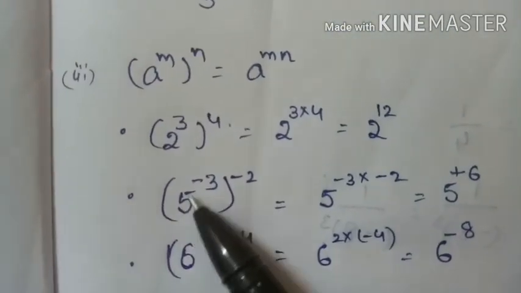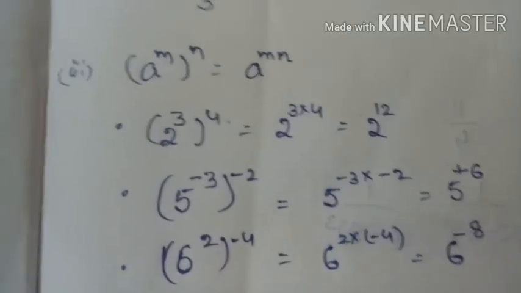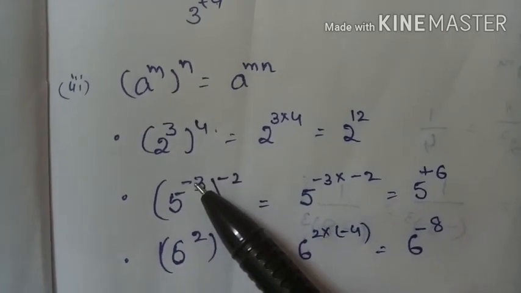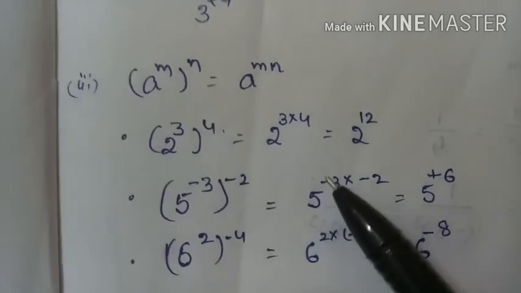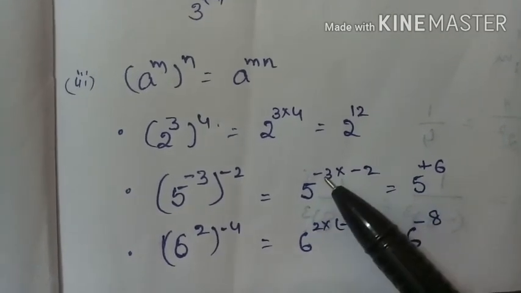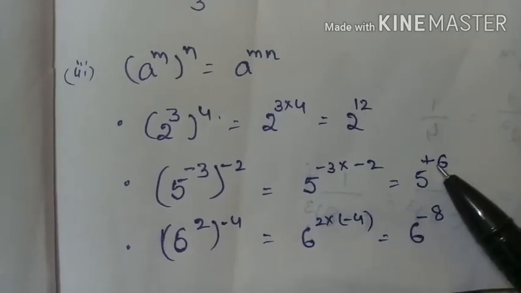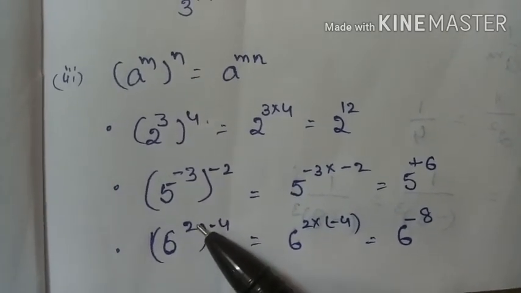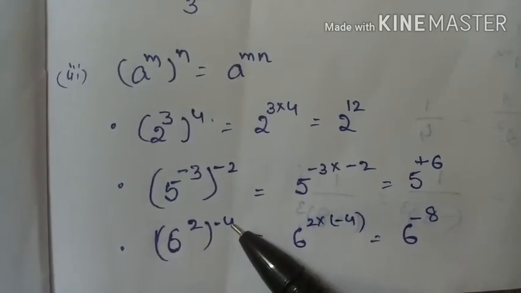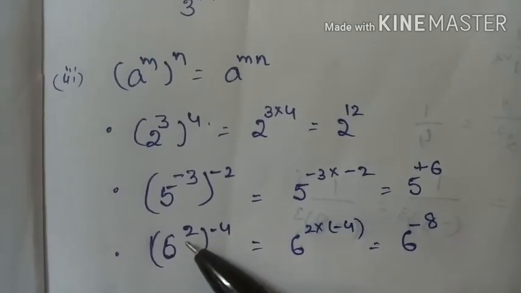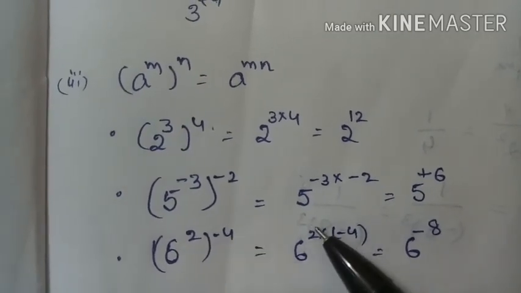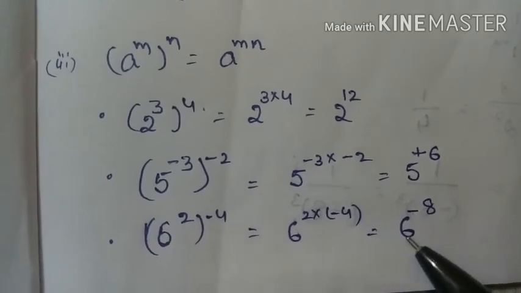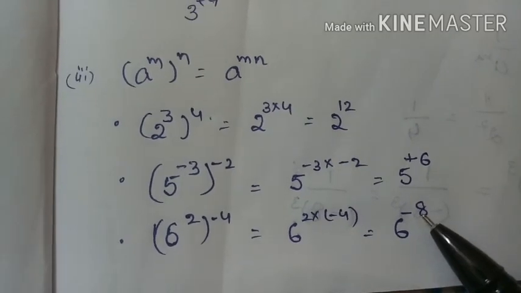Next one, 5 power of minus 3 whole to the power of minus 2. So this is minus 3 into minus 2. So minus into minus is plus, 3 twos are 6. So 5 power of 6. Okay. Next example, 6 power of 2 whole to the power minus 4. Same, base is 6. So 6 power 2 into minus 4. 2 fours are 8. But having a minus here, so keep it minus. That means 6 power of minus 8. Okay. Next one.